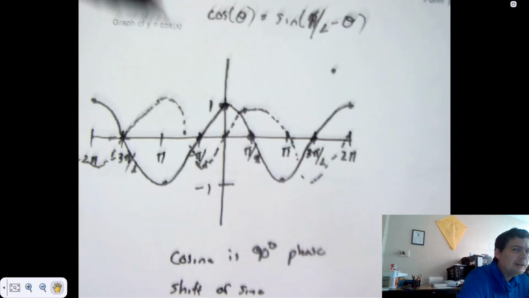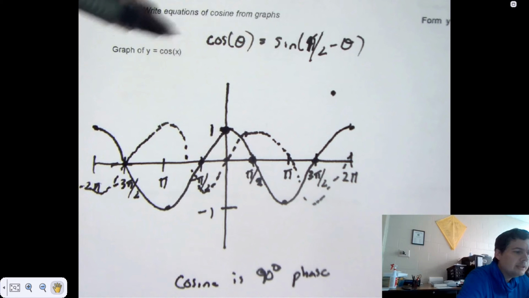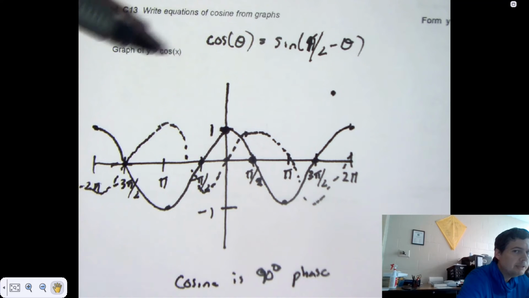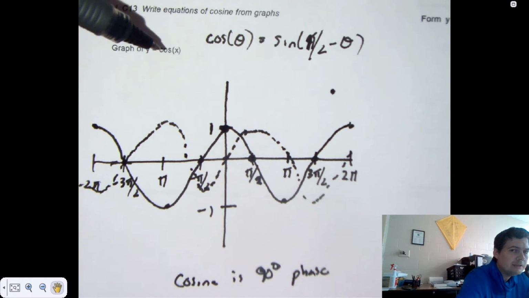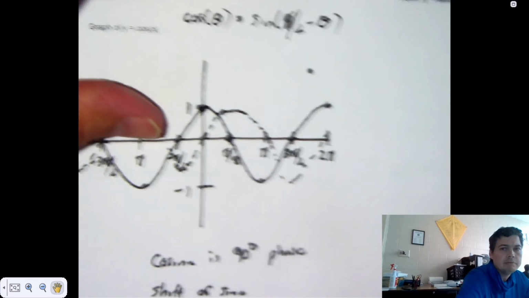nobody ever really writes cosine functions. I don't think the TI-84 is capable of fitting to a sine function. I don't think it's capable of fitting to a cosine function because there's no point in it. They're the same graph, just phase shifted.